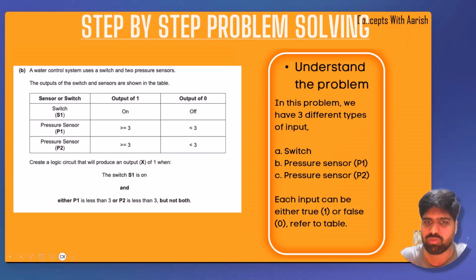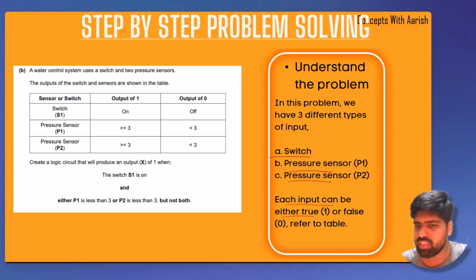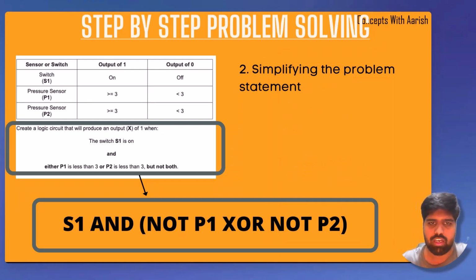Let me explain it once again in the next part. Understood the problem? In this problem we have 3 different types of inputs: the switch, and pressure sensors 1 and 2. Each input can be either 1 or 0. Refer to the table according to the given condition. First of all, simplify the problem statement. I simplified it: S1, like I told you, S1 is on.